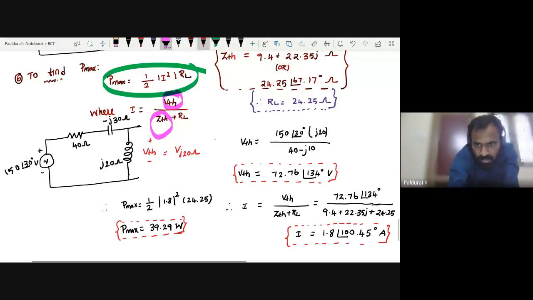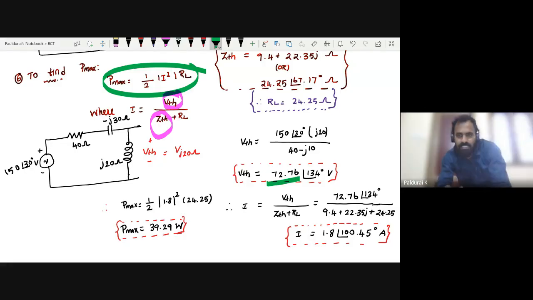You will type 72.76, then it will take 72.76 at an angle of 0. So you will get some other answer, right? Just verify this with your calculator. So best practice, for the correct answer, you want to add the angle also, because you have ZTH in terms of complex. So add the angle: 72.76 at an angle of 134 divided by this answer, right? Okay.